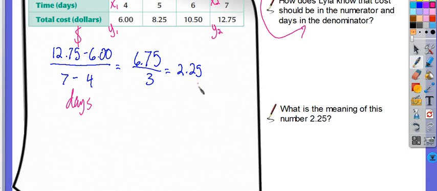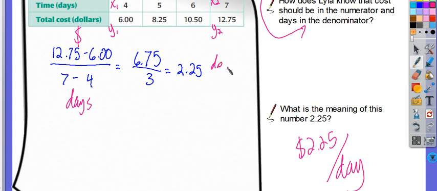Okay. So it is 675 divided by 3, got 225. What's the meaning of that 225? What are the units of it? What does it mean in the context of the question? It goes up 225 every day. Now, it goes up 675 for 3 days, it goes up 225 every 1 day. We could just call it $2.25. So I think this was renting a video. It costs $2.25 a day to rent this video.